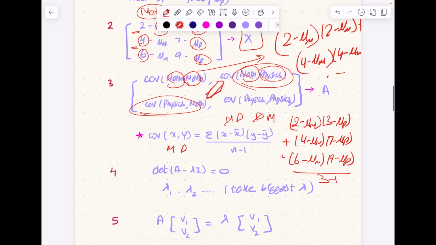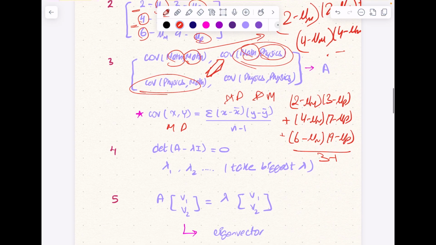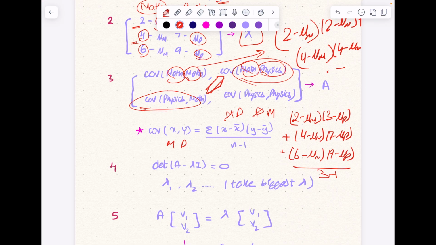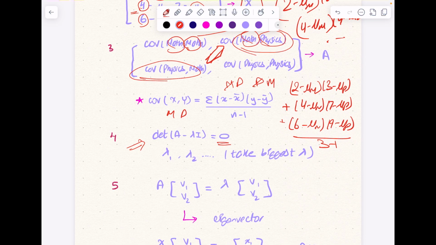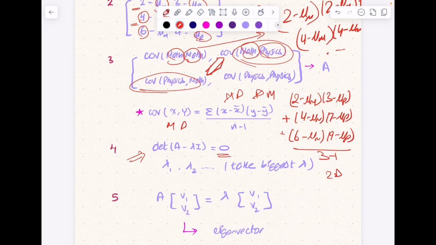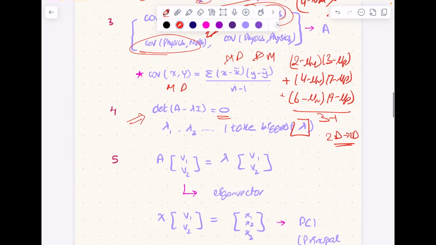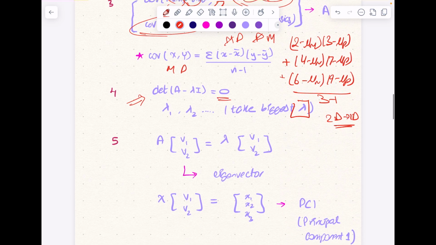Now that we have our covariance matrix, the next step is to find the eigenvalues of this covariance matrix. How do we find the eigenvalues? We set the determinant of this matrix to 0. You might end up getting many eigenvalues depending on the problem you're trying to solve. But here, since we're just going from 2D to 1D, you can just choose the one biggest eigenvalue. After that, we find the eigenvector corresponding to this eigenvalue.